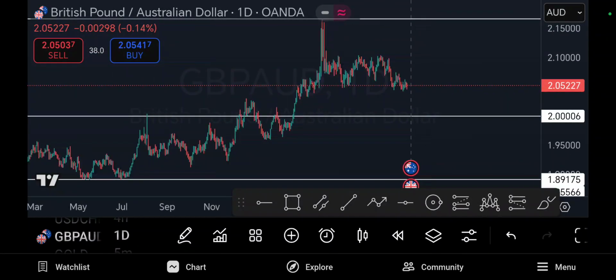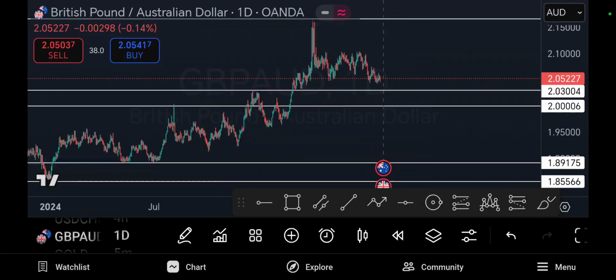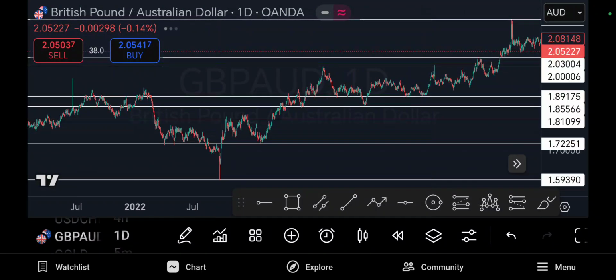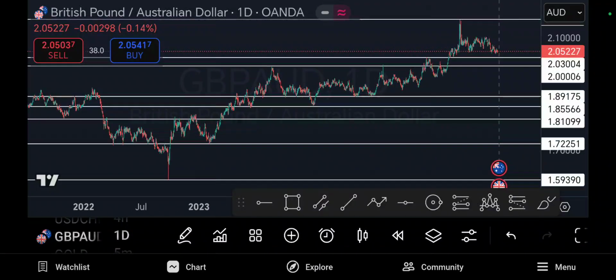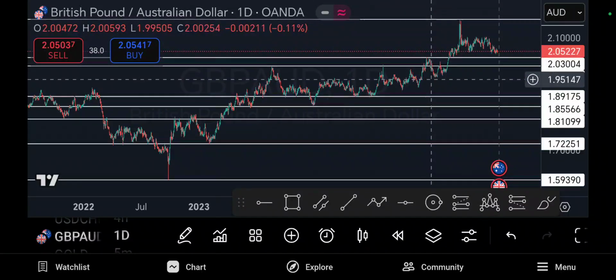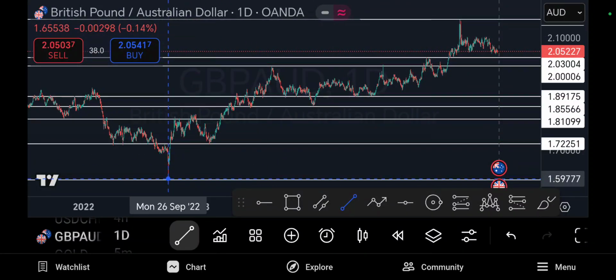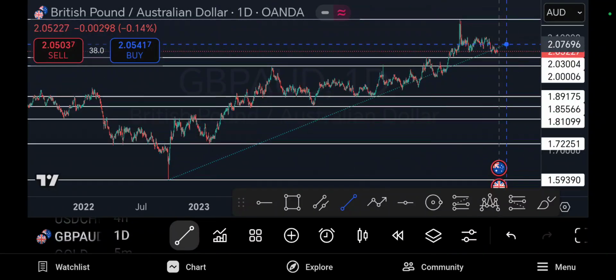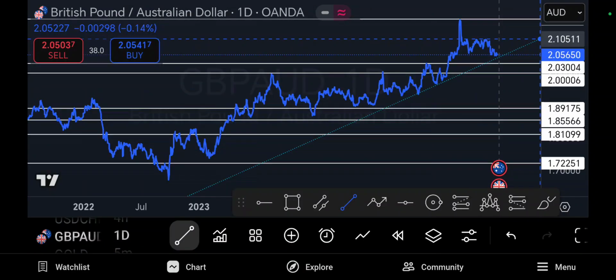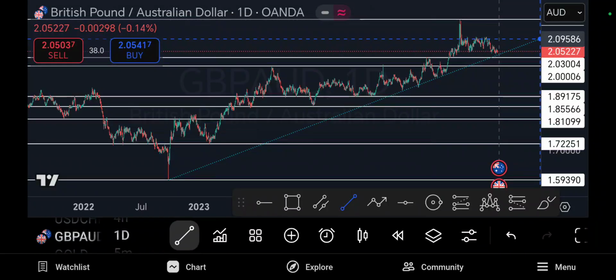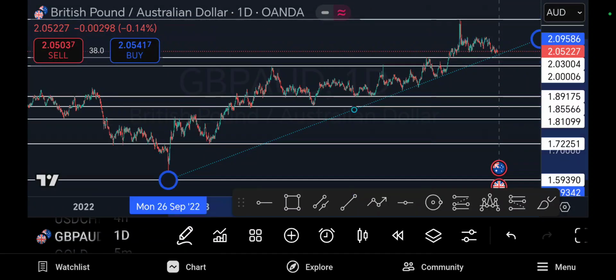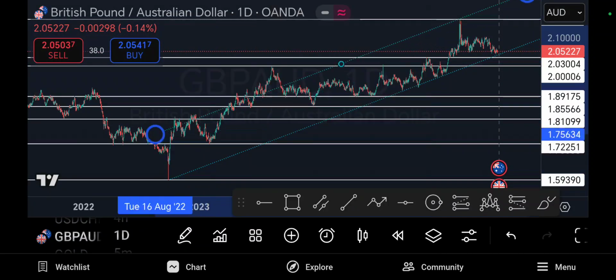Right, so now we have our zones there. You see these white lines, all these white lines, these are our zones. That's where the market is moving. This is pure price action. We don't use indicators or anything like that. We just follow the market. I hope I'm making sense.